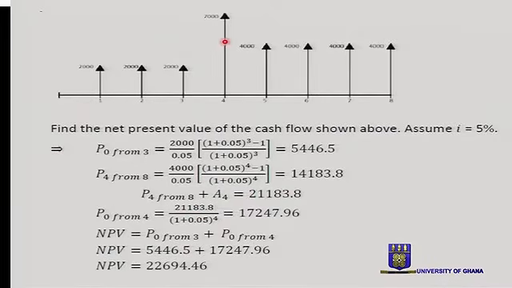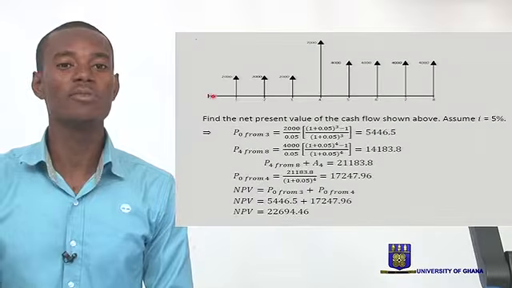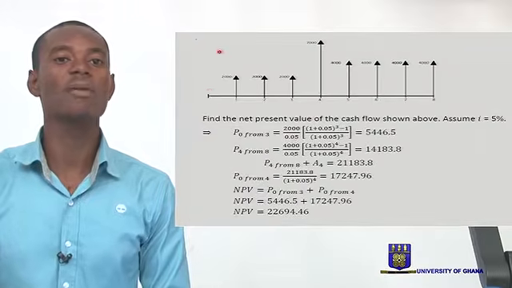So if you want to find the present value for a single value, you remember the formula. P equals F over 1 plus I to the power n. And so I take my 21,183.8 and I divide by 1 plus 0.05. Now, how many steps would I move from this point to 0? I'll move 1, 2, 3, and 4. And so you can see that the years here are 4. And so when I discount this, I have 17,247.96.